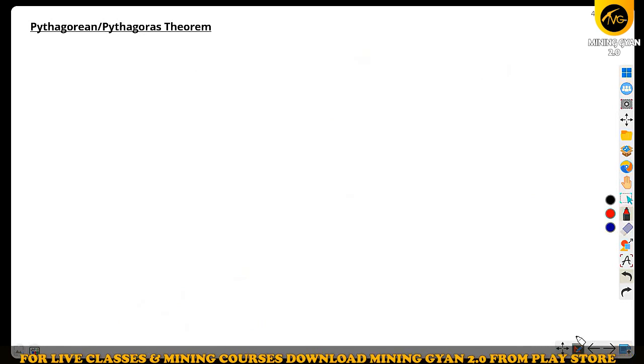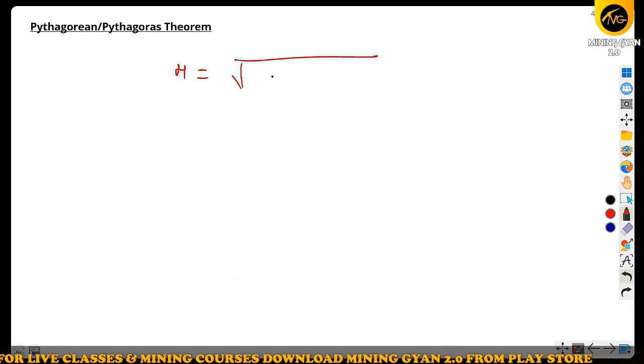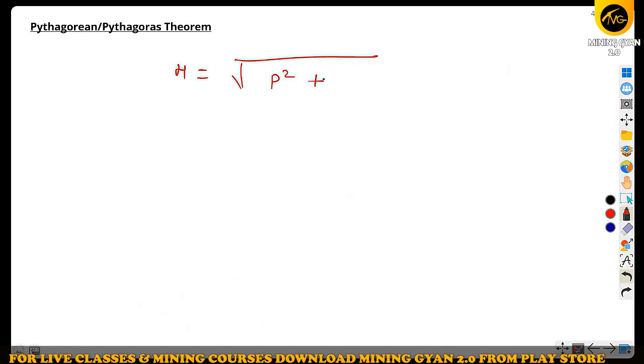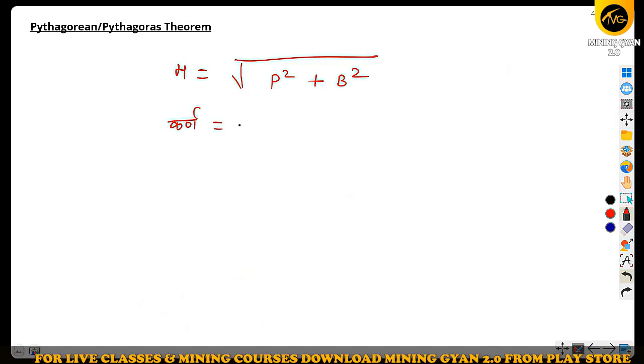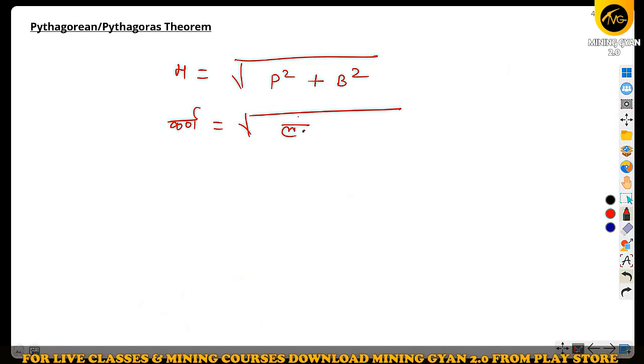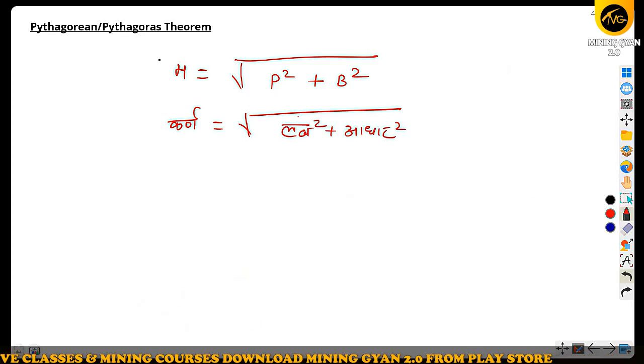And the theorem used to solve direction questions is the Pythagoras theorem. We have already known about the Pythagoras theorem. Hypotenuse is equal to the root over perpendicular square plus base square. So in Hindi it is called कर्ण is equal to root over लंब square plus आधार square. Okay, hypotenuse is equal to root over p square plus b square, that means perpendicular square plus base square.